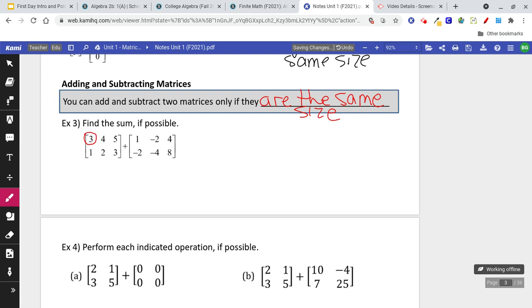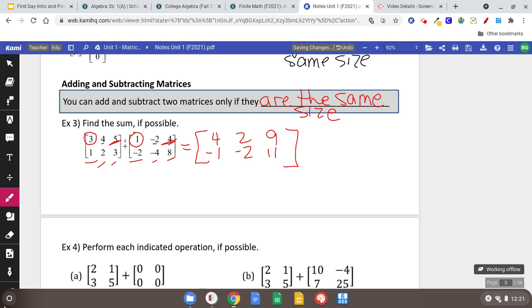So this is the first row, first column. You add that with the first row, first column of the second one. 3 plus 1 is 4, and that goes in the first row, first column. So we do that all the way across. First row, second column, 4 plus negative 2 is 2. First row, third column, 5 plus 4 is 9. Keep going. 1 plus negative 2 is negative 1. 2 plus negative 4 is negative 2. 3 plus 8 is 11. And that's the sum.